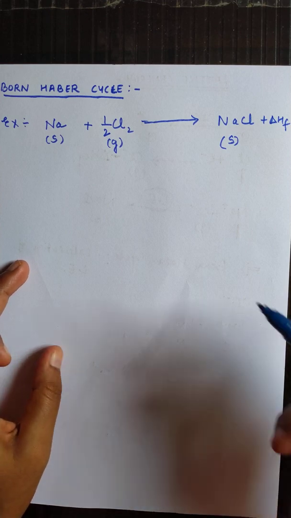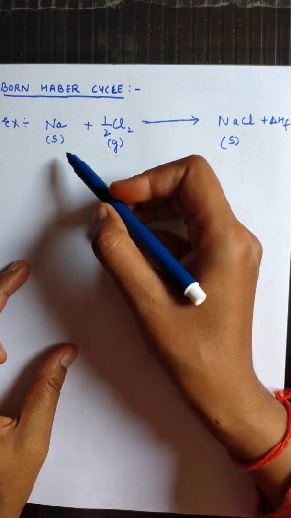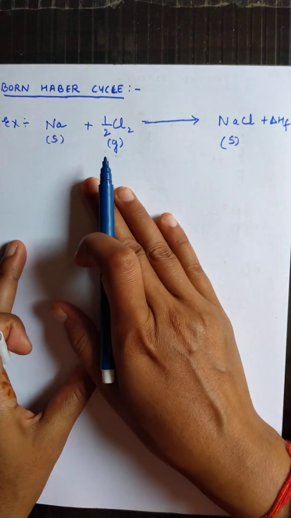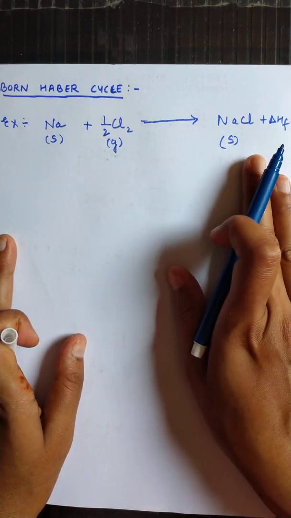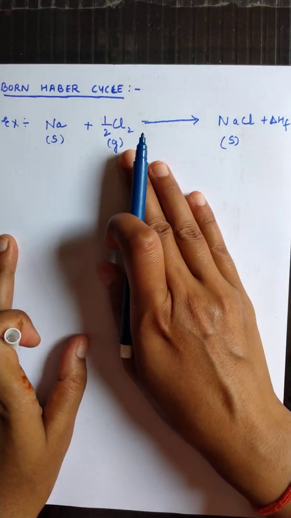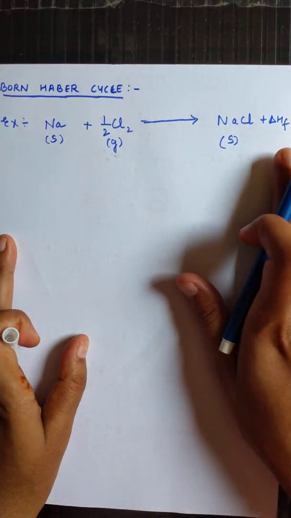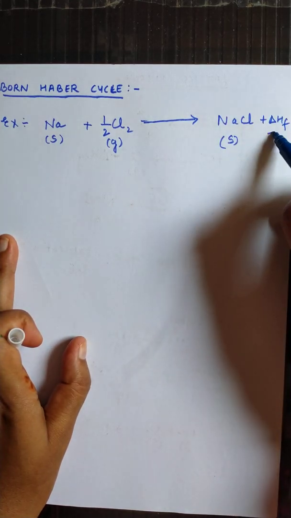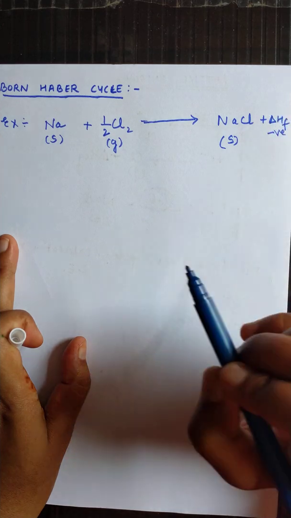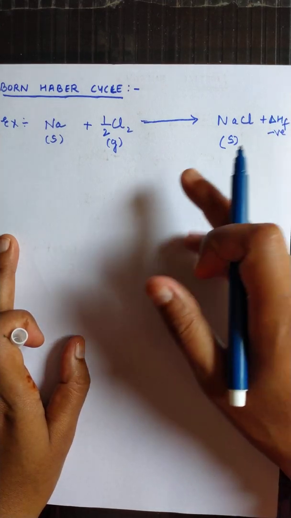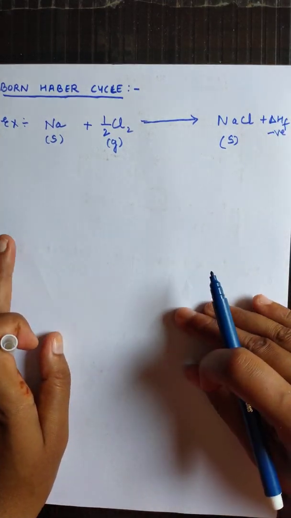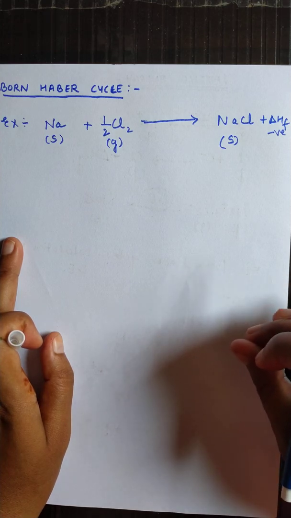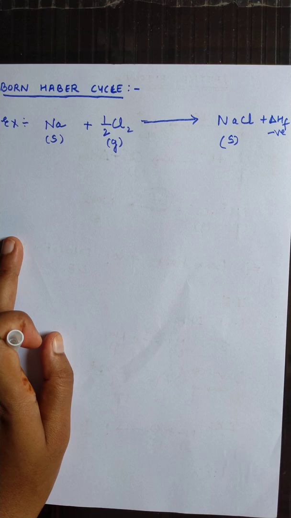So let's start. Students, you can see that if we are forming NaCl directly from Na and Cl2 in their pure state, then delta HF will be released. We will calculate the value of this delta HF, okay, and afterwards by using the different values of energy we can easily calculate the value of lattice energy. So how can we calculate?